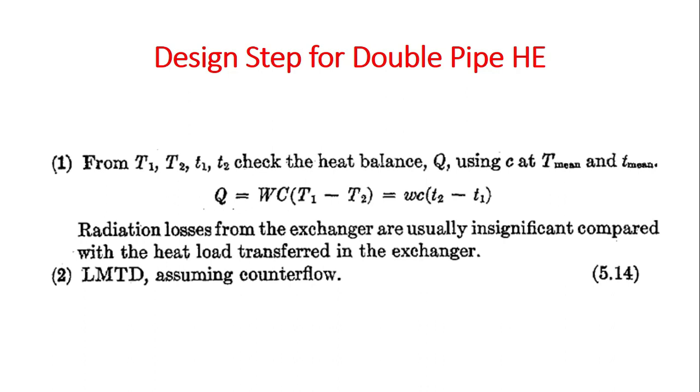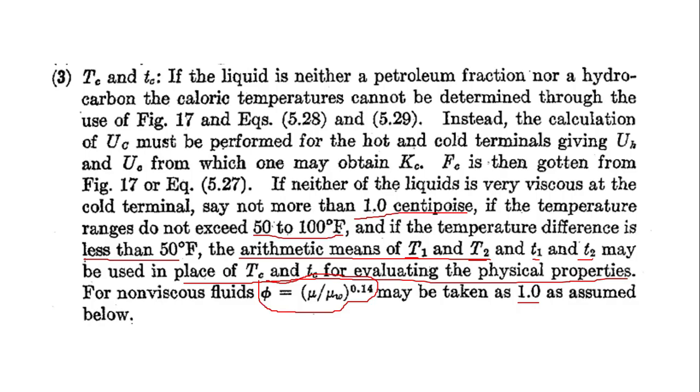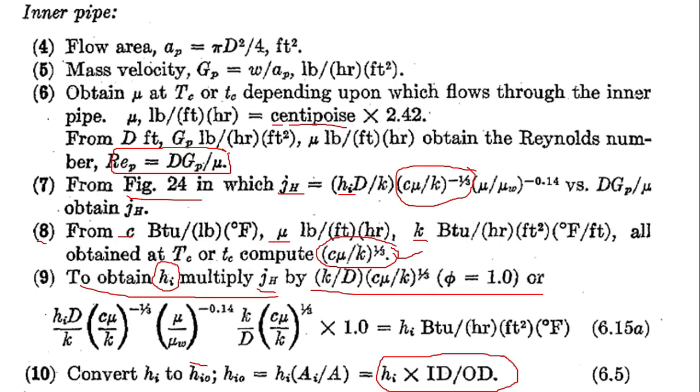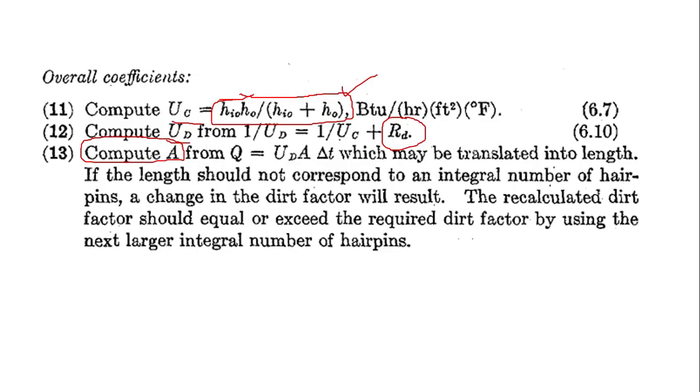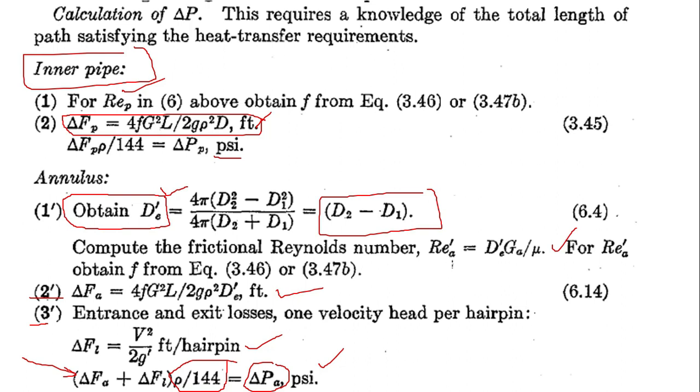These are the first two steps, and this is the third step, which is the most important step. These are steps 4 to 10 for the inner pipe, and these are the design steps from 4 to 9 in the annulus region. And this is the clean overall coefficient, design coefficient, and the surface area. And this is the slide which represents the pressure drop calculations for the inner pipe as well as for the annulus region. With this, the first part of this lecture is over. In the next part, I will explain the design problem for the double pipe heat exchanger.